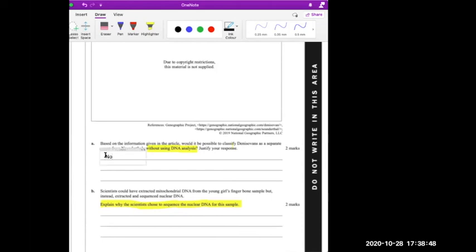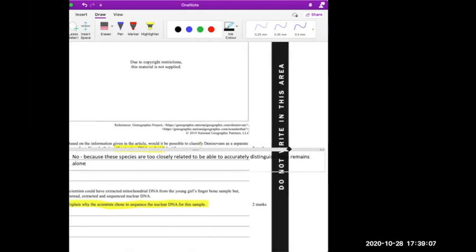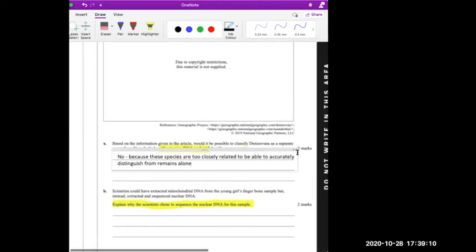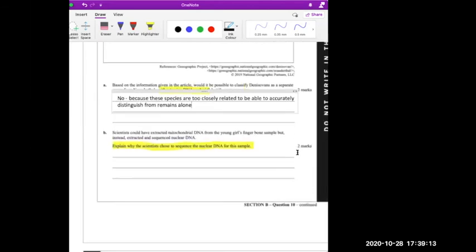We wouldn't get the 2 marks without the information anyway, but just say no because these species are too closely related to be able to accurately classify from remains alone, right? You need that DNA confirmation, especially because we haven't seen many fossils from these different types of species, and the Denisovans we're only really finding out about fairly recently, and so we don't have enough to be able to say, oh, that would be a 20-year-old. You don't have that knowledge, right?